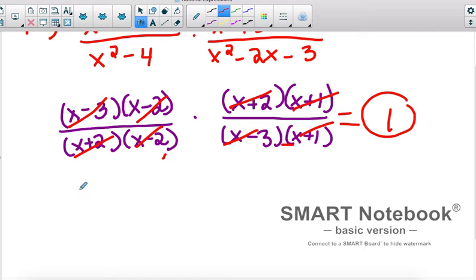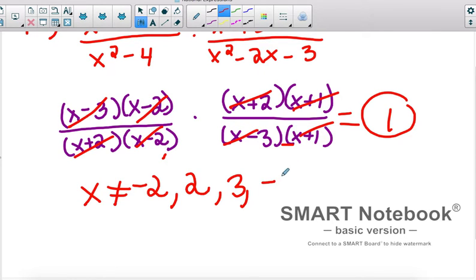Okay, let's do our restrictions. What can x not be? So from here, x can't be negative 2. But also from here, x can't be positive 2. From here, x can't be 3. And from here, x cannot be negative 1. Okay? So the answer is 1, and our restrictions are x can't be negative 2, 2, 3, and negative 1.